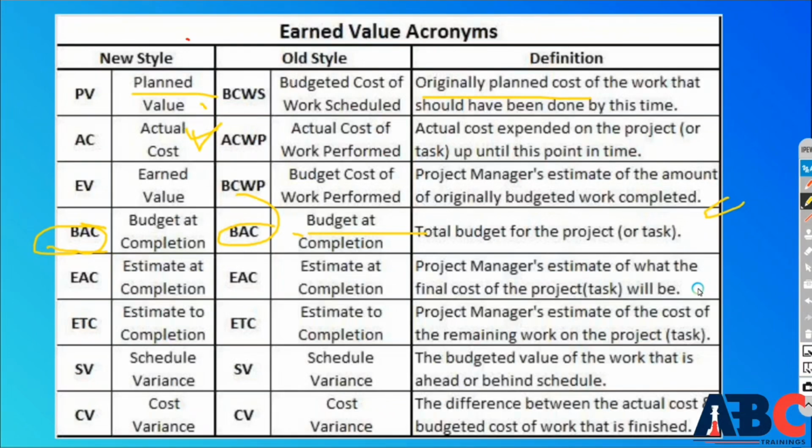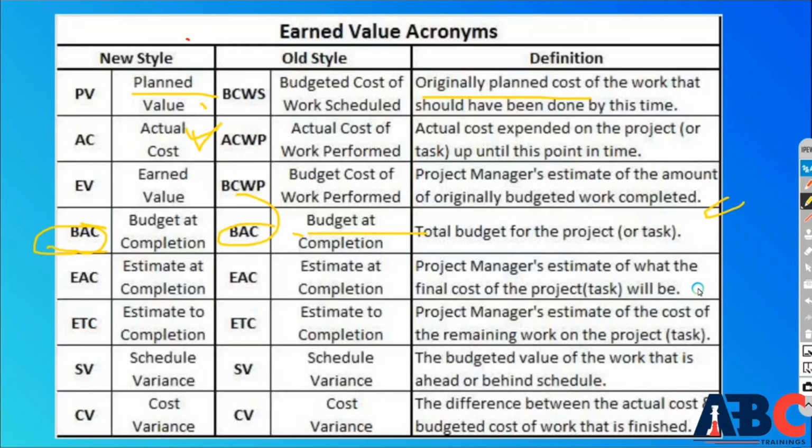Let's talk about cost: the difference between the actual cost and the budgeted cost of the work. That is the cost variance. After the work is finished, the difference that comes is called cost variance. Schedule variance is used for resource days or time schedule, and cost variance is used for cost. Okay, in this way we represent things in the earned value method.